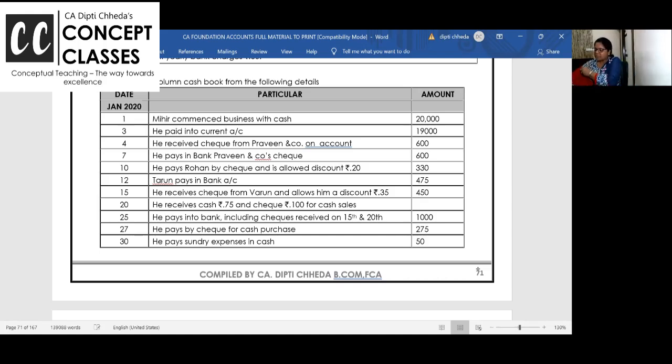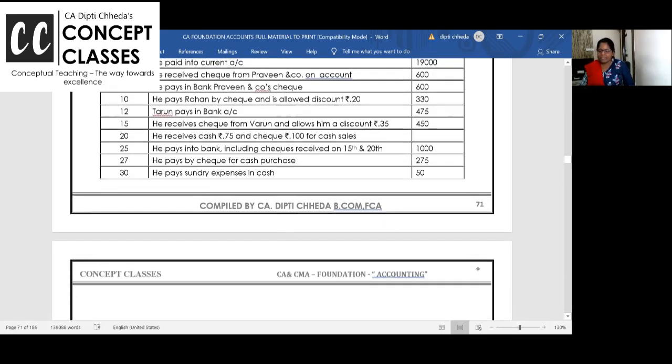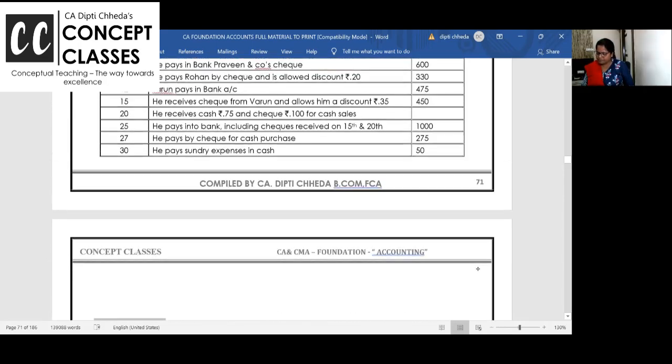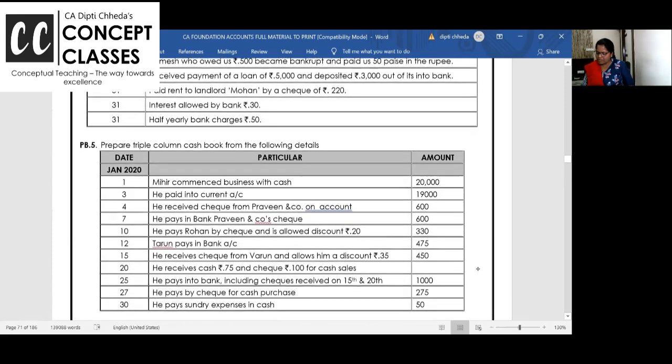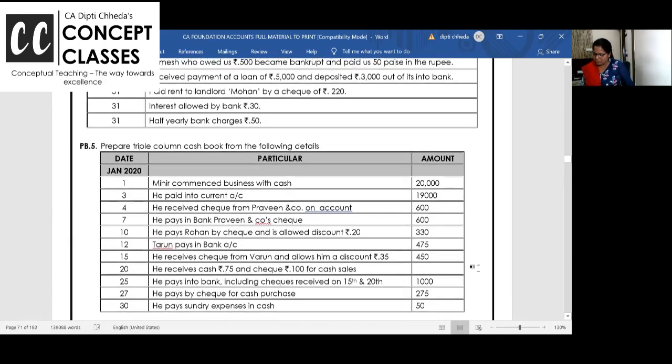Mihir commenced the business with cash 20,000. He paid into the current account, means he has deposited into the current account 19,000. And he received a check, he paid to Praveen and Rohan and Tarun, and he received a check from Varun and bank, and all the other details are given to you. Okay, so as they say, what you are required is to prepare a triple column cash book.